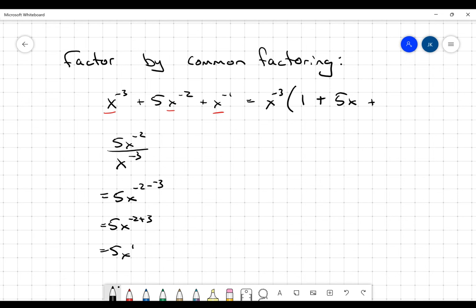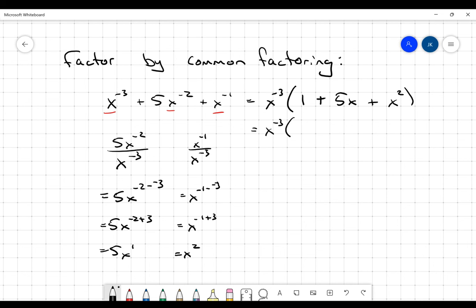Just like in our last term, when I've got x to the negative 1 and I'm going to divide out x to the negative 3, that is going to become x squared. And again, let's take a quick look at that. That's x to the negative 1 divided by x to the negative 3. That is going to be x to the negative 1 minus negative 3. So again, I'm adding. This becomes x to the negative 1 plus 3, which is x squared. So that's where these exponents are coming from.